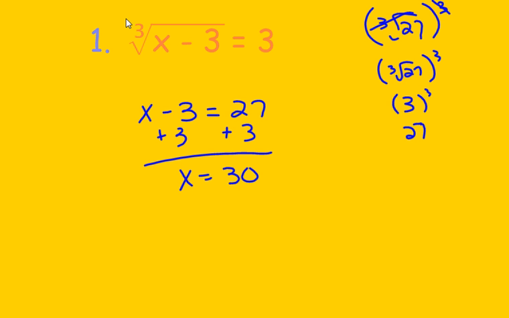So I'm going to try and plug 30 back into this problem. And you really don't have to show a lot of work for this. You could do this orally or in your head. 30 minus 3 would be 27. Is the cubed root of 27 3? It is. So my answer checks. And I'm done.